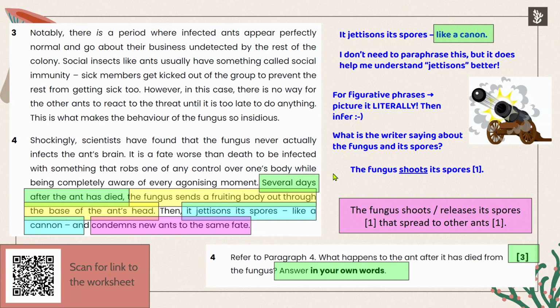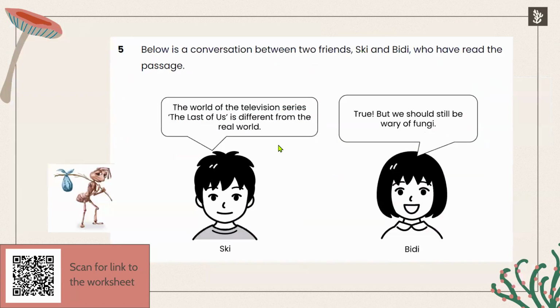Now we'll move on to the last one first, which is your question 5. All right. So Ski and BD. The world of the television series The Last of Us is different from the real world. True, but we should still be wary of fungi.